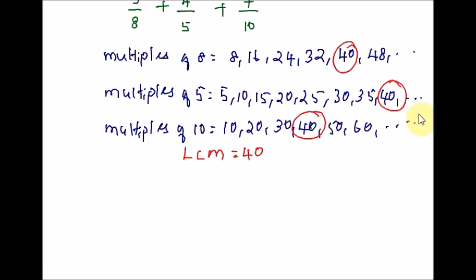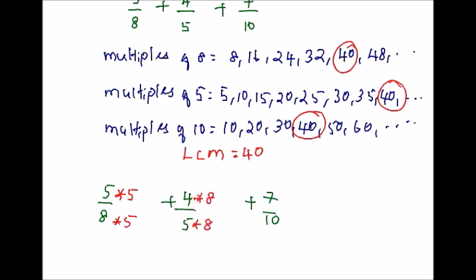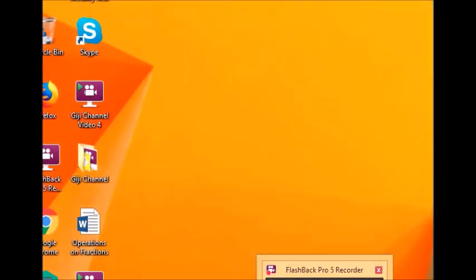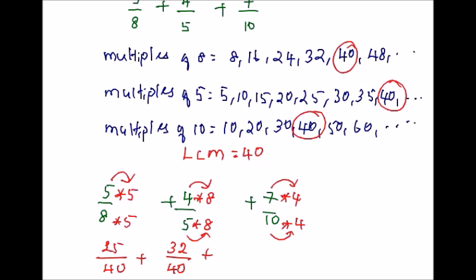Now let us write equivalent fractions for all the 3 fractions. This is our question. 8 times 5 will give you 40. So I am going to multiply the first fraction by 5. 10 times 4 will give you 40. So I am going to multiply the third fraction by 4. Now let's perform multiplication. 4 times 8 will give you 32. 7 times 4 will give you 28.